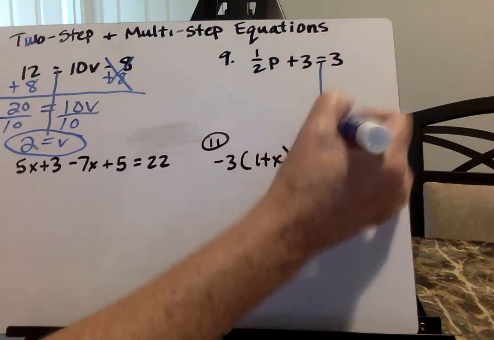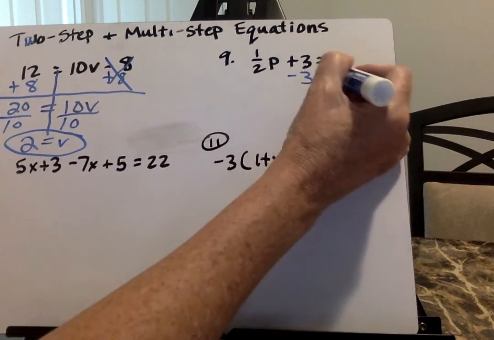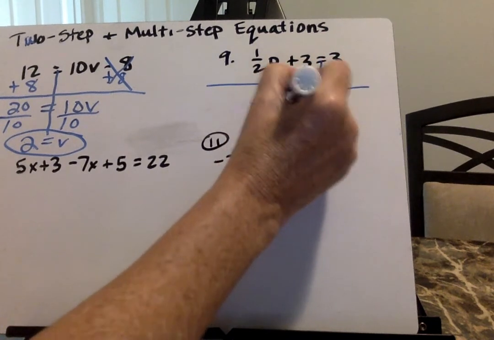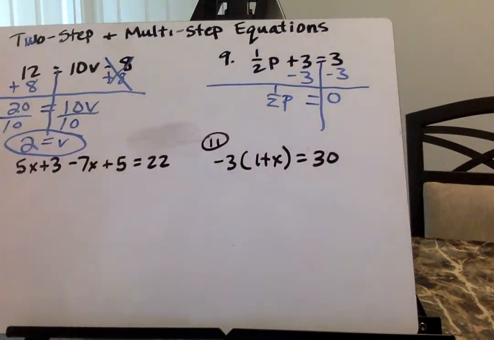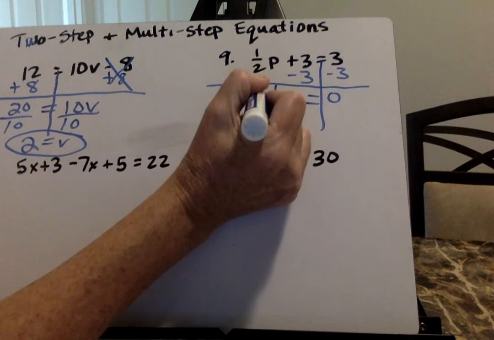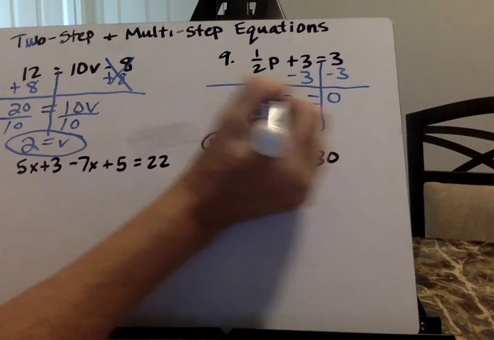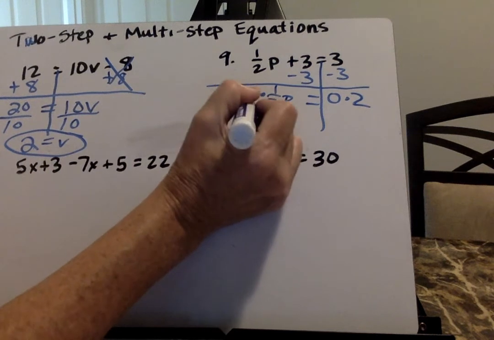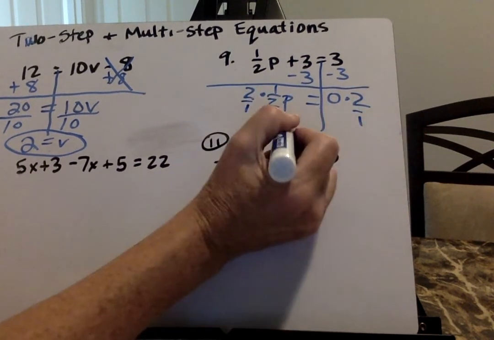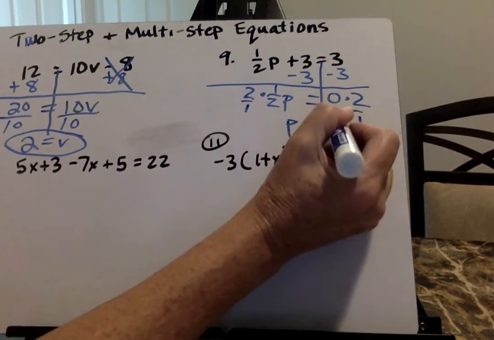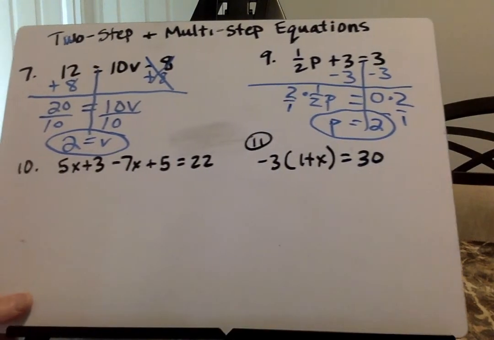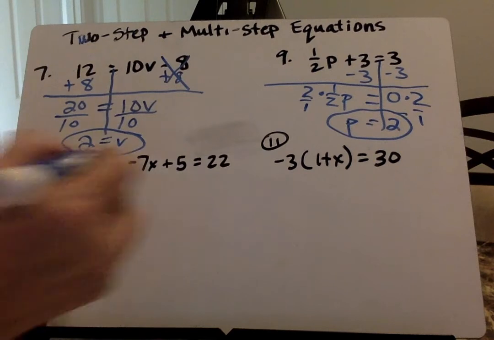And I draw a line down there, minus 3. One half p, I'm going to multiply by the inverse, which is 2 over 1, or just 2. So p equals 2. And I'm done with that. Okay, now I'm going to go on to number 10.